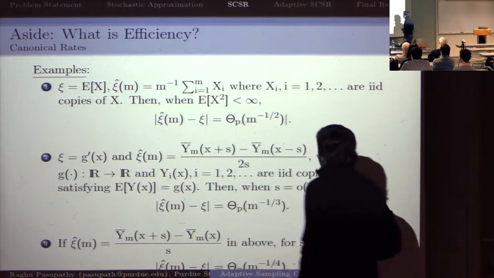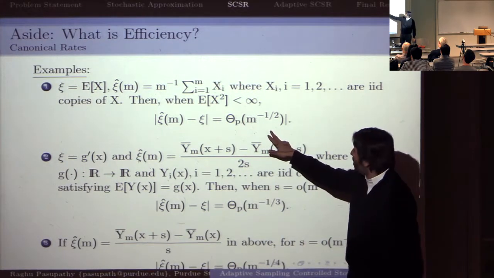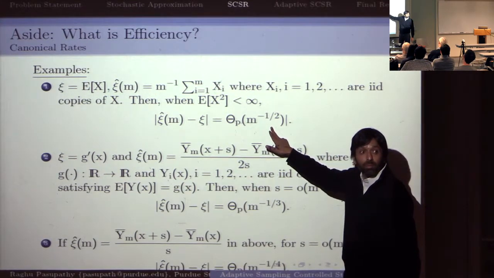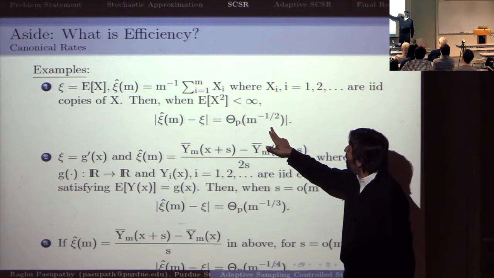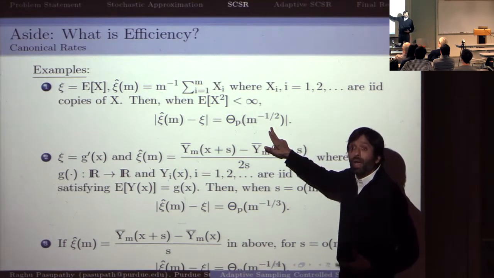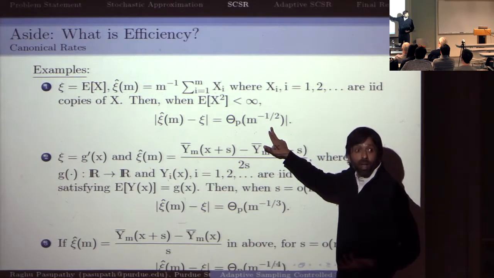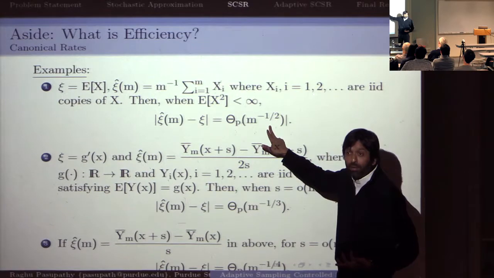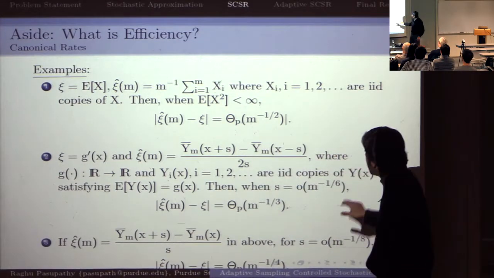This is the true quantity. We know from basic statistics that this error is order 1 over the square root of n. We know that. Now, this cannot be beaten. You can't do any better than this without actually doing something with the way you're sampling. So this is called the canonical rate in this context.